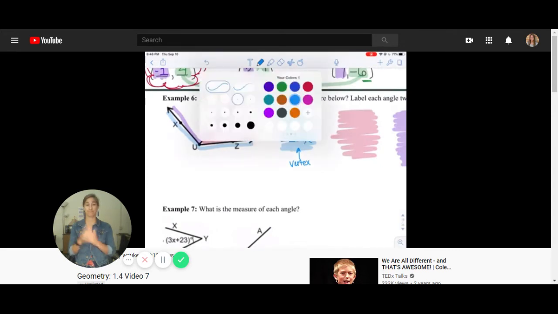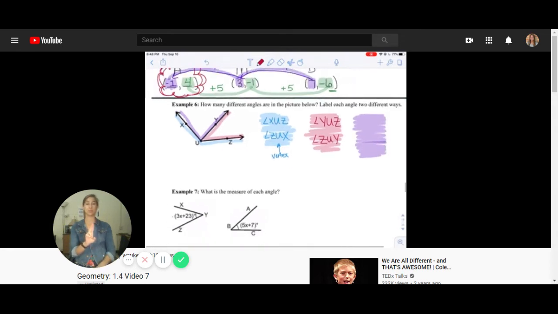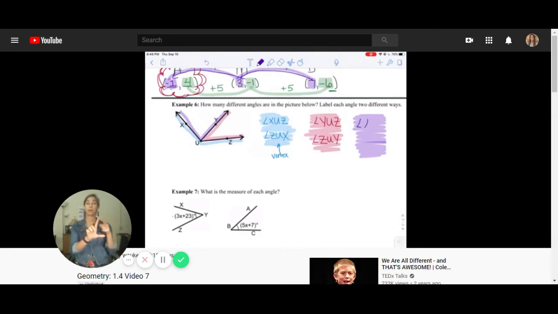The red angle, we could name angle YUZ or angle ZUY. Our purple angle, we could name angle XUY, or YUX. But notice that U is the vertex for all of those angles, so it always has to be the middle letter.